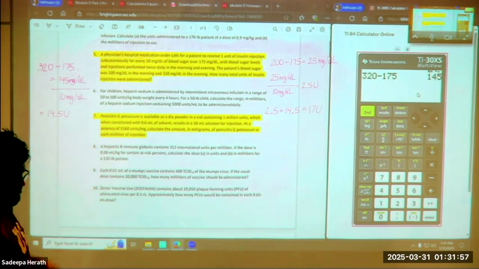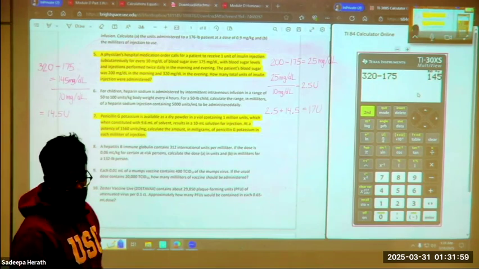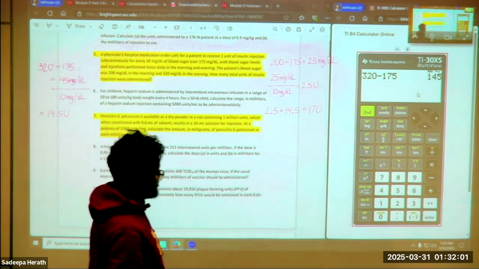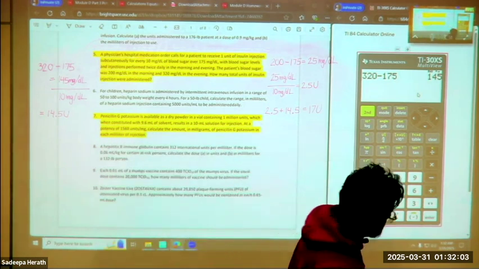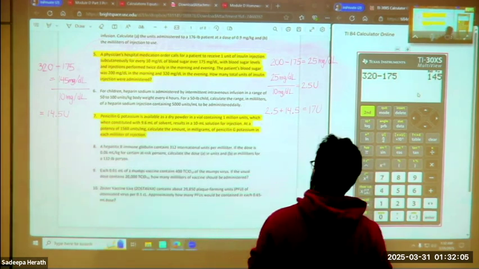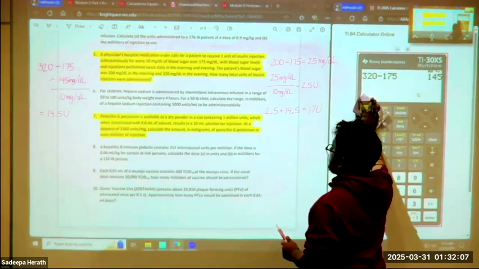We've seen questions with a lot of words in them, but take the time to extract it, and it doesn't seem as hard once you really see it, right? All right.